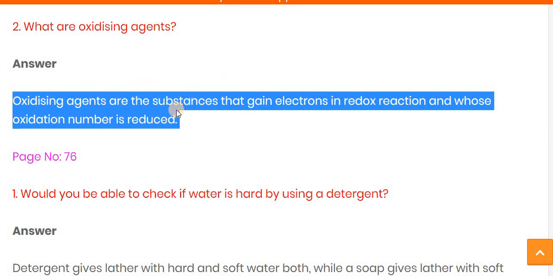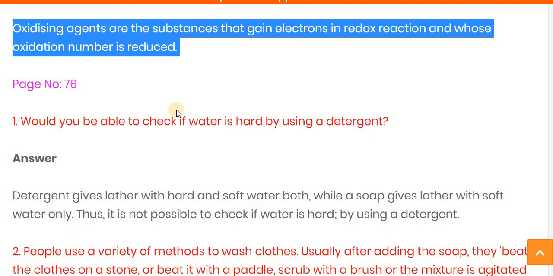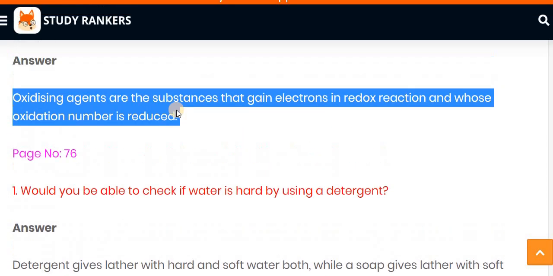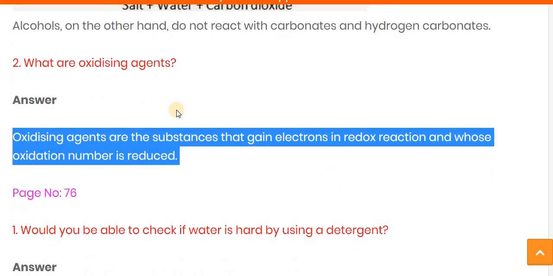During the redox reaction, a substance that gains electrons is called the oxidizing agent, and its oxidation number is reduced. That is considered an oxidizing agent. Let's see one more time. What are oxidizing agents? Oxidizing agents are substances that gain electrons in the redox reaction and whose oxidation number is reduced.